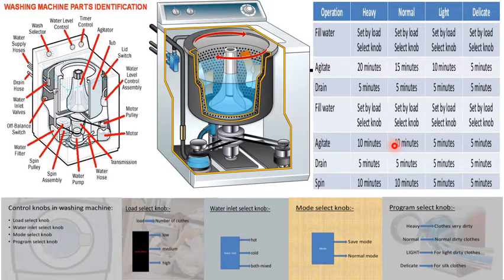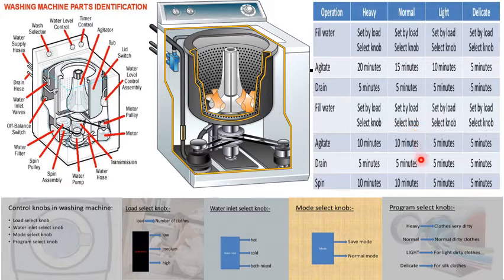Draining. After agitation, the water and detergent are drained. And in spin phase, during spin, the agitator does not move and the wash basket will rotate at a very high speed. Then the moisture of the clothes is removed through holes in the inner metallic basket. The table shows a complete washing cycle for each and every mode.